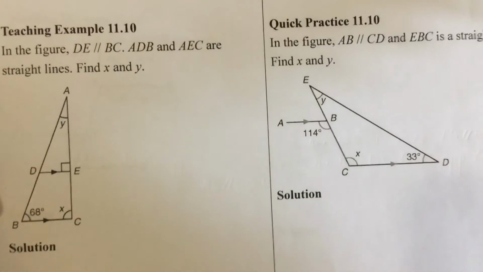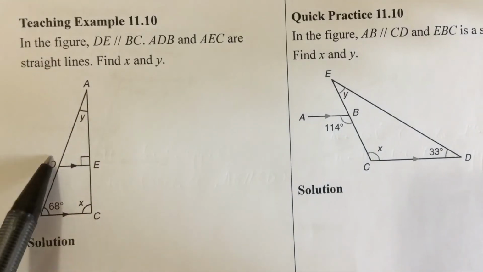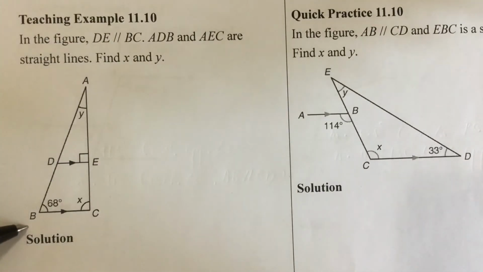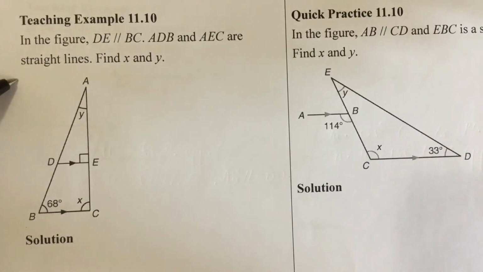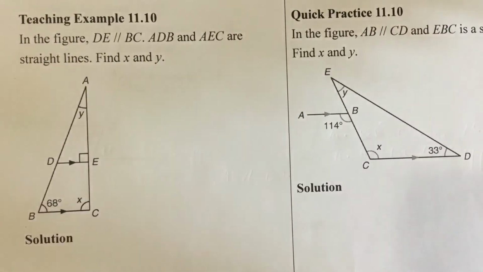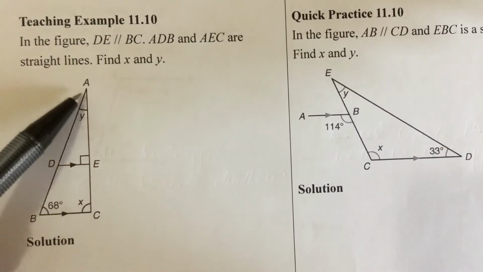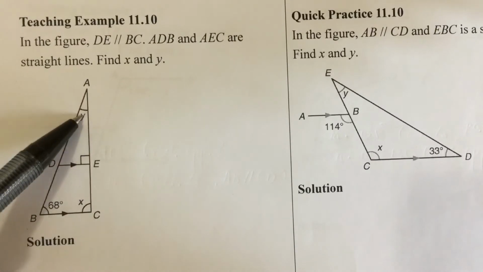This one is called teaching example 11.10. In the figure, DE is parallel to BC, and ADB is a straight line, and AEC is also another straight line. So first of all, we must find out X and Y. What we can do is find out X or Y first. So why don't we find out the X? Because if we find out the X first, we can use the big triangle ABC to find the Y also.